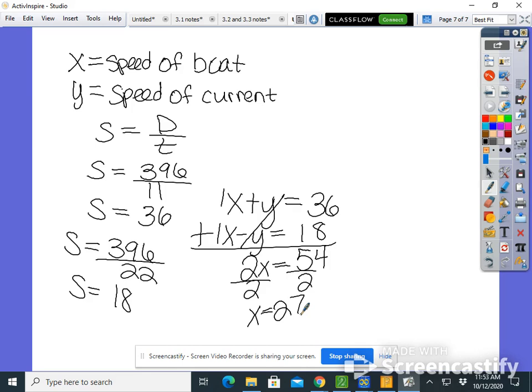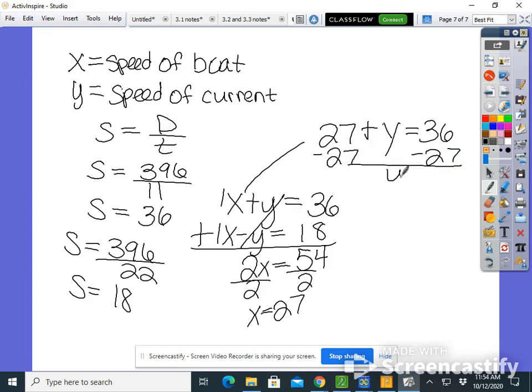So how do I find y now? Put 27 in for x. So I'm going to use this equation: 27 plus y equals 36. How do I solve for y now? Subtract 27. What is that? 9.